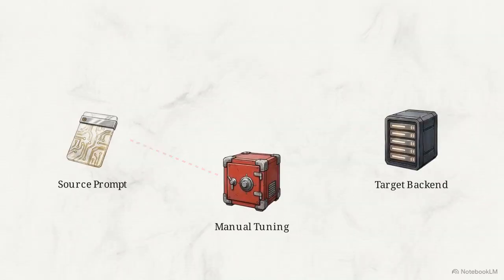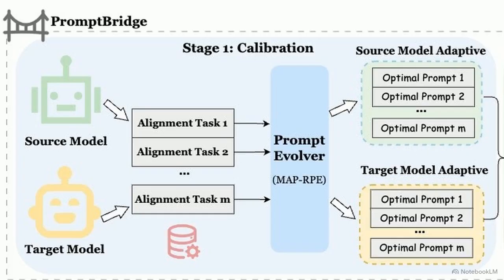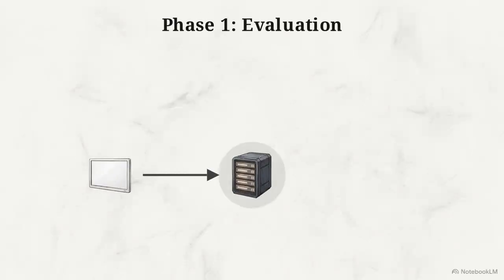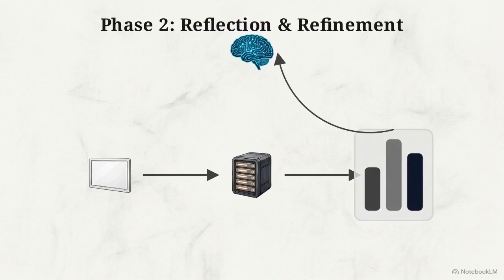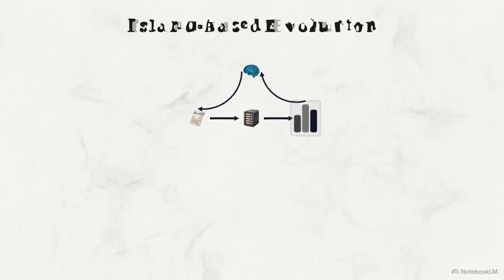The PromptBridge framework provides a training-free solution to eliminate this gap entirely. This architectural diagram shows the process beginning with a small, generic suite of alignment tasks fed into both the source and target models. These tasks run through a calibration engine, Model Adaptive Reflective Prompt Evolution, or MAP-RPE. In the first phase of this loop, a prompt generates a response that is rigorously evaluated by quantitative performance and behavioral metrics. In the second phase, a reflection model analyzes those metrics, identifies structural weaknesses, and proposes targeted refinements.